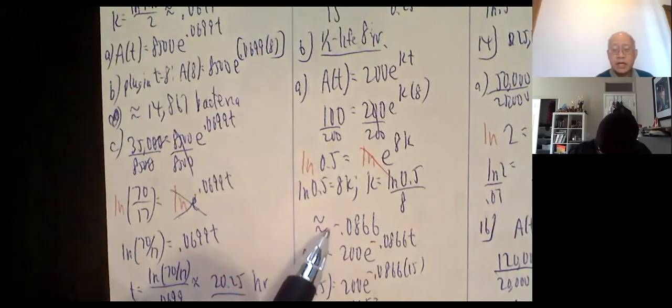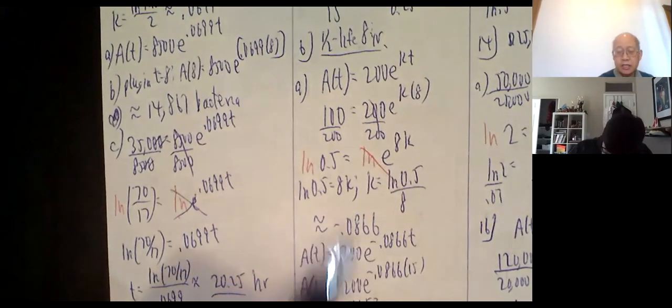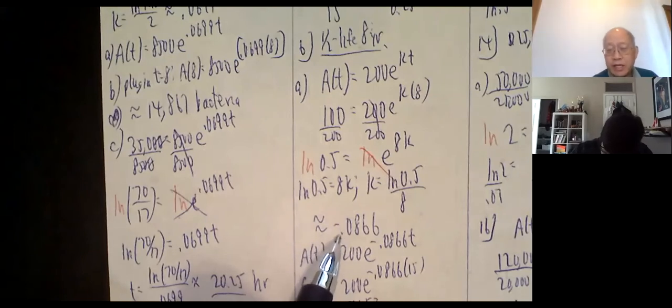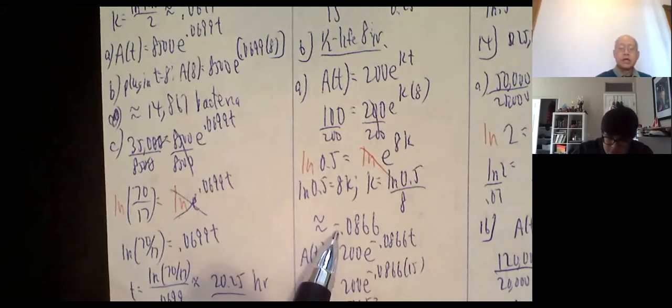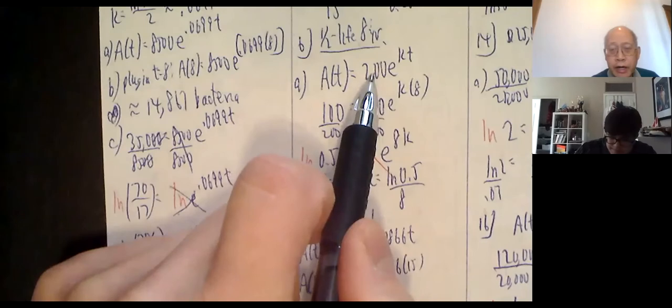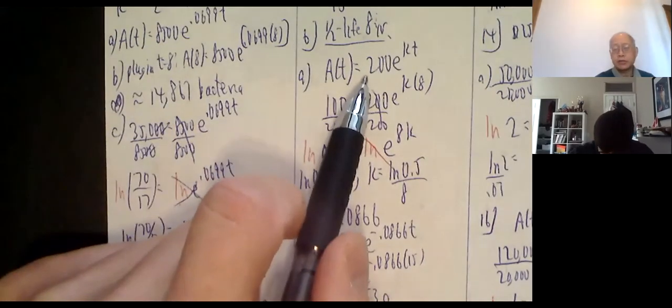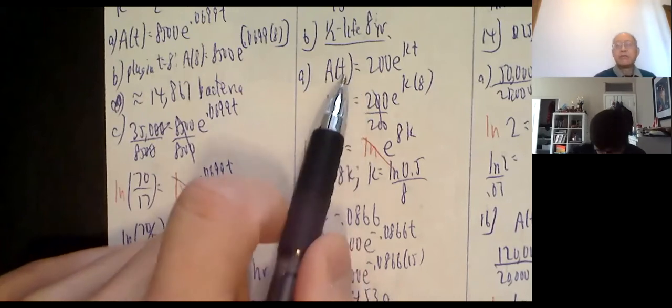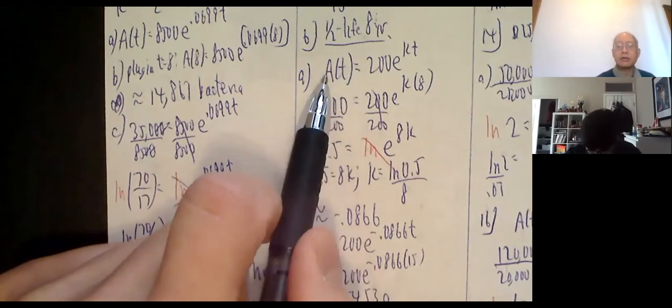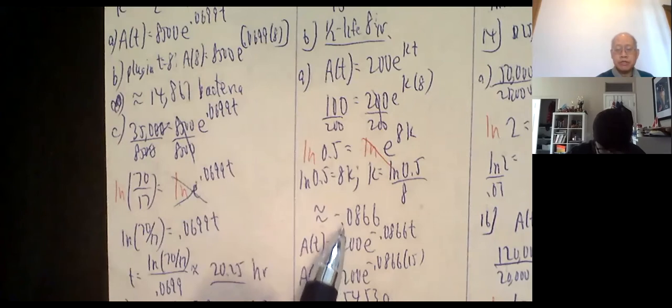Punch it in the machine, negative 0.0866. Okay, and by the way, that does confirm that this is a decay situation. The constant should be negative. So as time goes by, you started with 200, right? So if it's a growth, like money growth or population growth, it would go higher, like 250 or 300 or whatever. But this is a decay. It goes down as time goes by, which means decay should be negative. And you know it is.